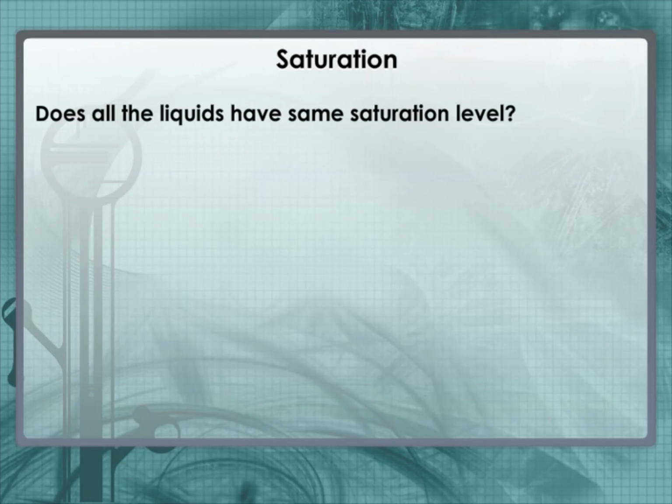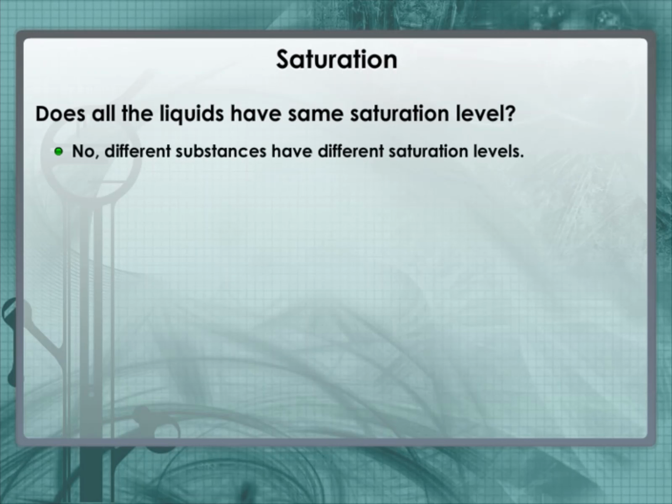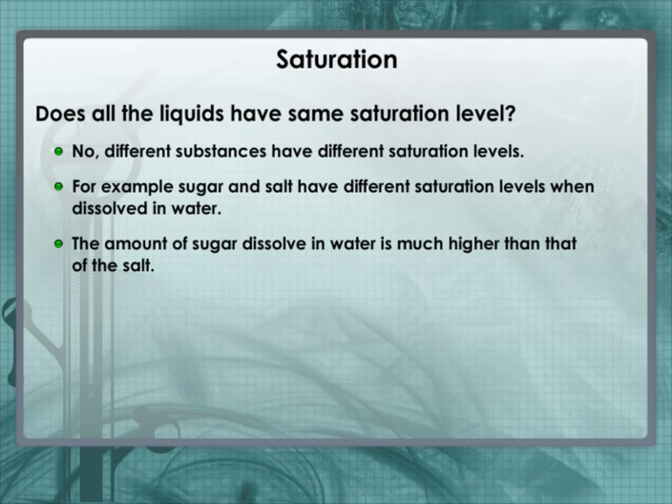Does all the liquids have the same saturation level? No. Different substances have different saturation levels. For example, sugar and salt have different saturation levels when dissolved in water. The amount of sugar dissolved in water is much higher than that of salt.